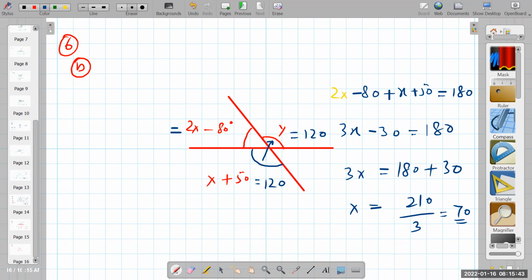Sir, time is over. Okay, last question. 2 multiplied by 70 minus 80. 140 minus 80 equals 60.